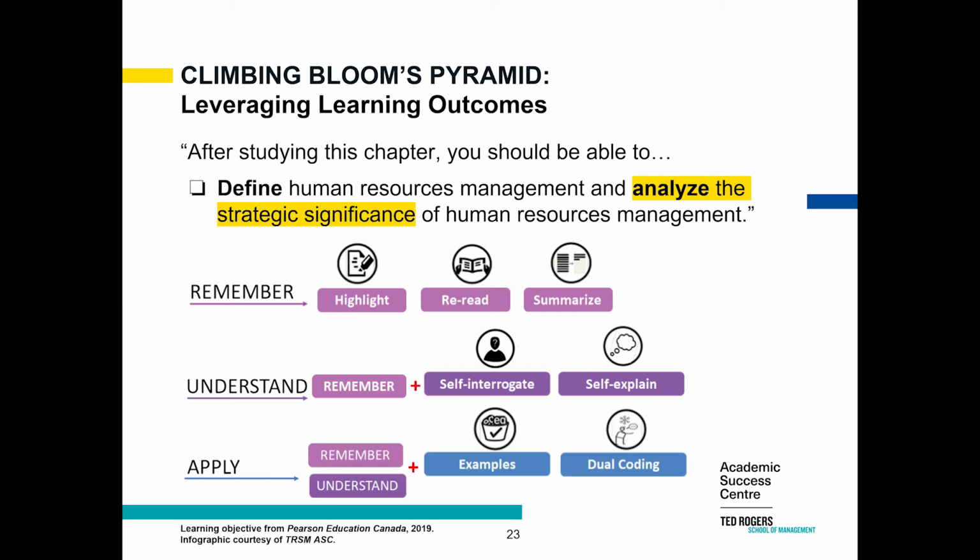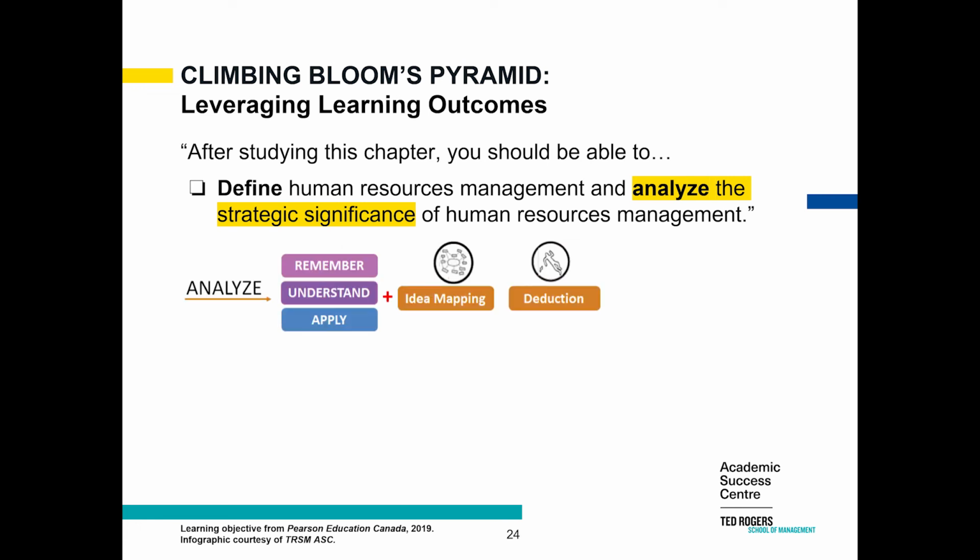From there, we dive into application. To apply our knowledge thus far, we would come up with an example of strategic HRM and its benefits. When picking our example, we would create an image and associate words to dual code it for easier retrieval when we need to recall the information.